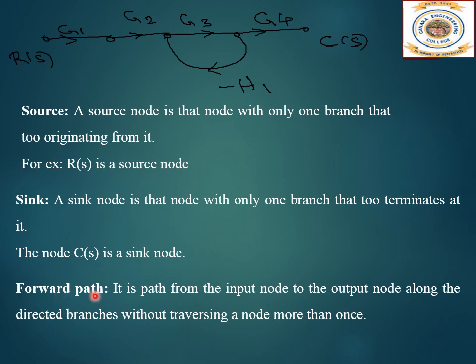Then we have the forward path. It is a path from the input node to the output node along the directed branches without traversing a node more than once. In this example, from R of s, the gains G1, G2, G3, G4 are all in the forward direction from R of s to C of s. So this is called a forward path.